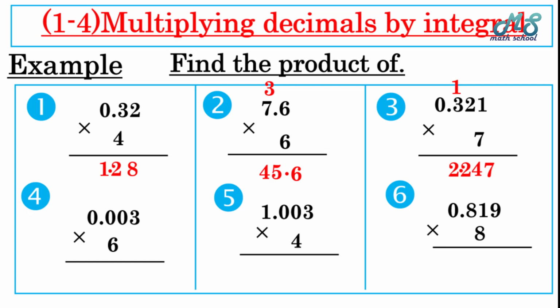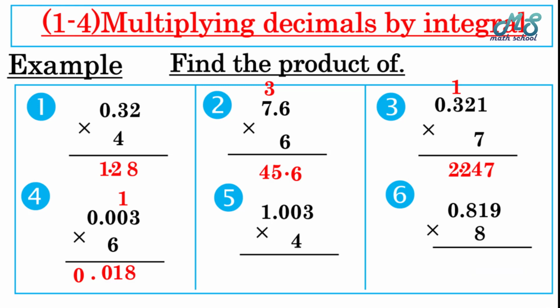Number 4, guys, 0.003 times 6. It will be 3 times 6 equals what, guys? Equals 18. Now, guys, don't forget the decimal point after 3 digits from the right. So you have to insert 1 zero. It will be 8, 1, write 0, insert the decimal point and write 0 in the integral part. Now the product equals 0.018. It's easy.